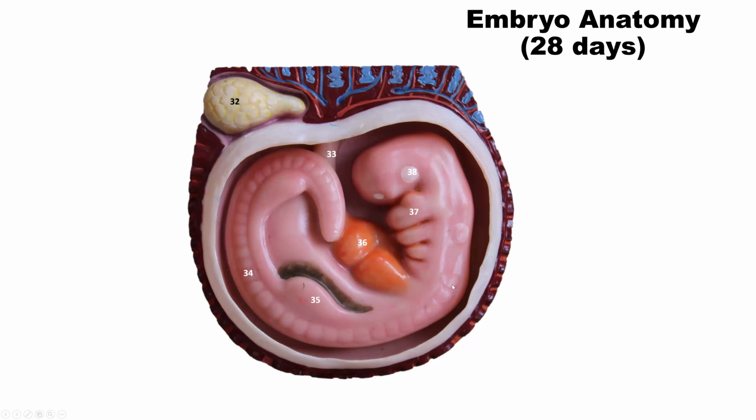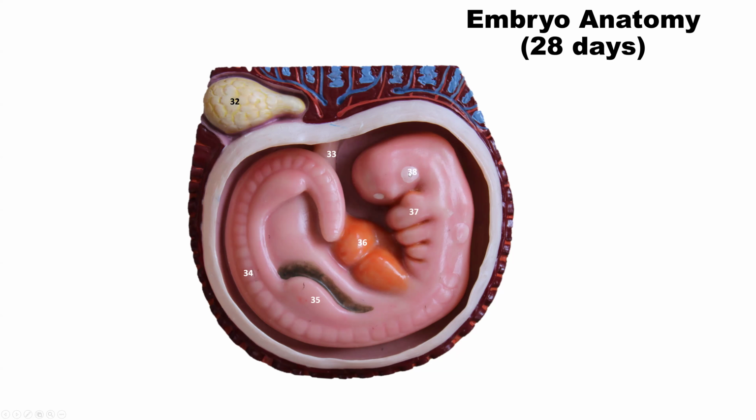Oh, no, we still have this embryo that I put in the wrong spot. So let's look at the ones we've already talked about. 32 is the yolk sac. 33 is umbilical cord. What is 38? Ear hole. Optic vesicle. Yeah, optic vesicle.